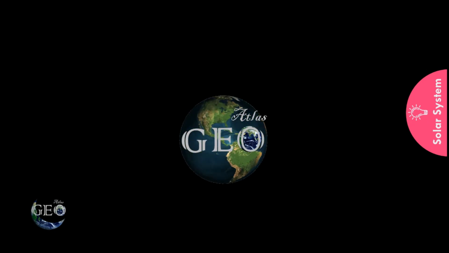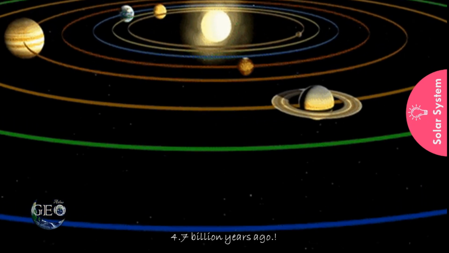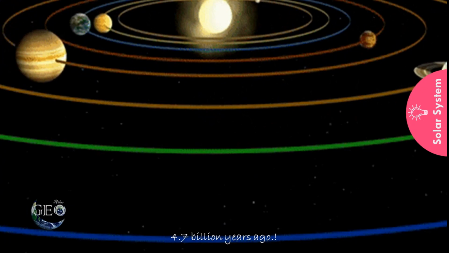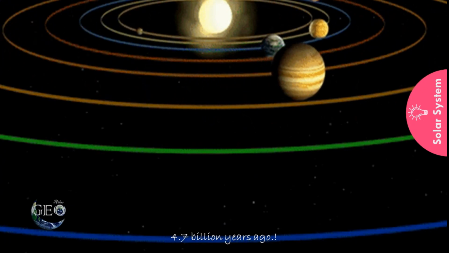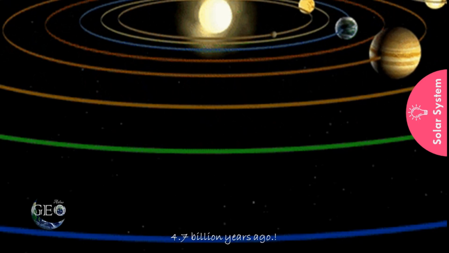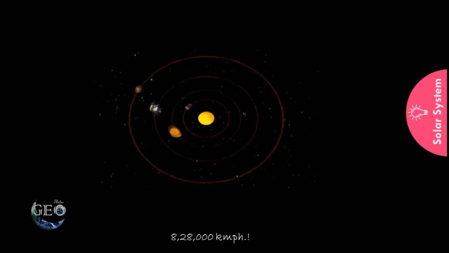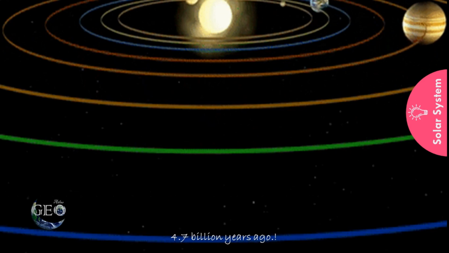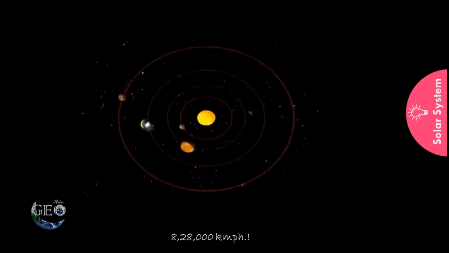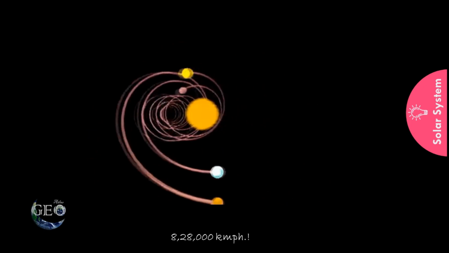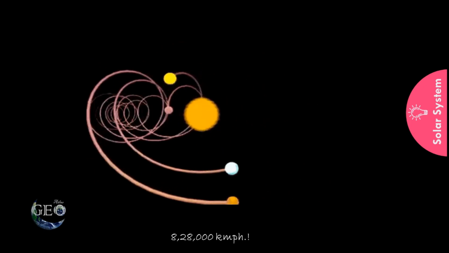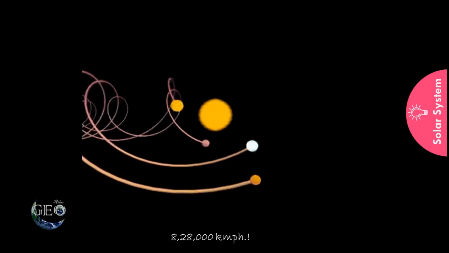4.6 billion years ago, hydrogen nebula started to form the Sun, our solar system. Now the Sun, along with its planets, moons, asteroid belt, Kuiper belt, comets, revolves around the Milky Way. It moves at the speed of 8,28,000 km per hour. Can you imagine how much the speed is?